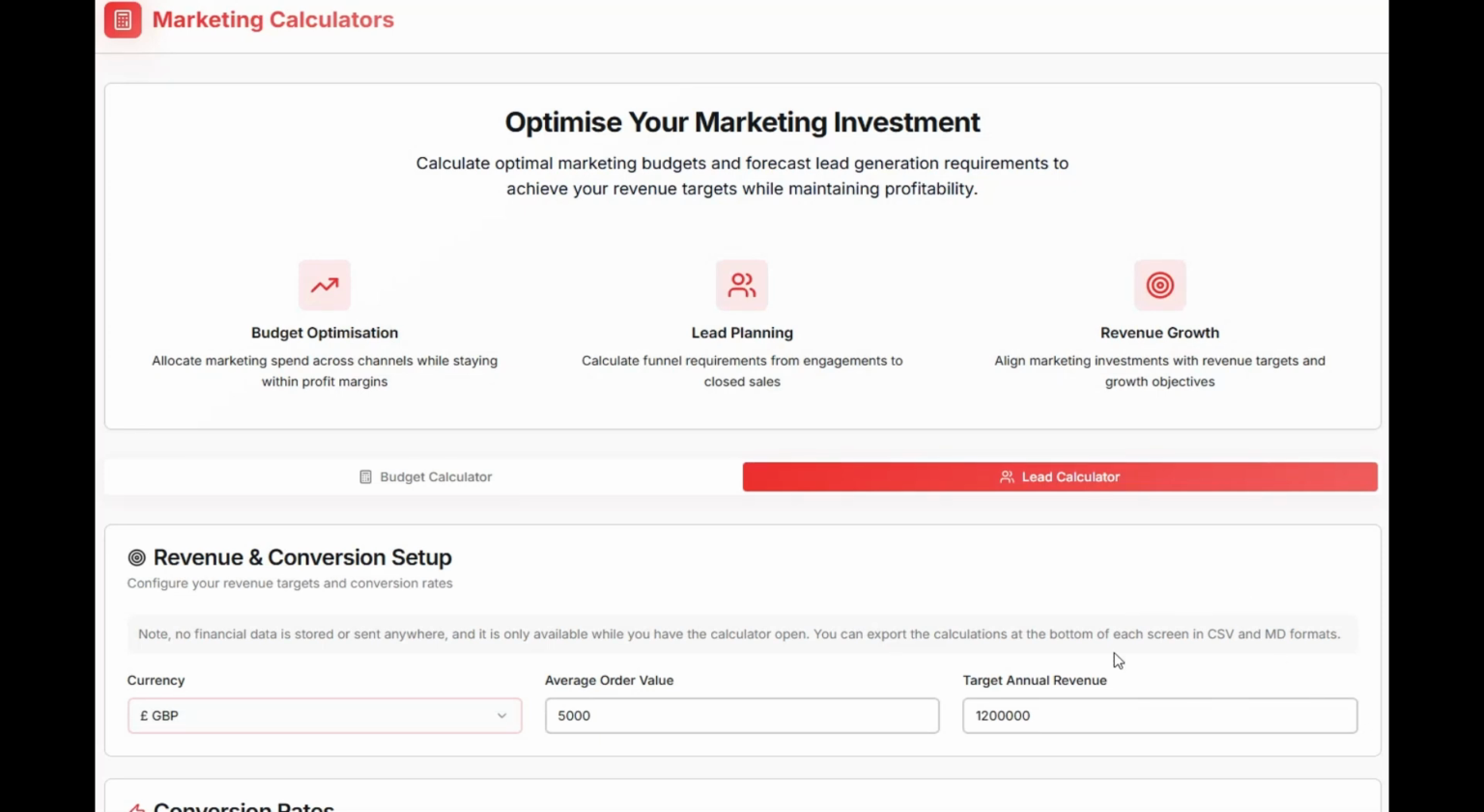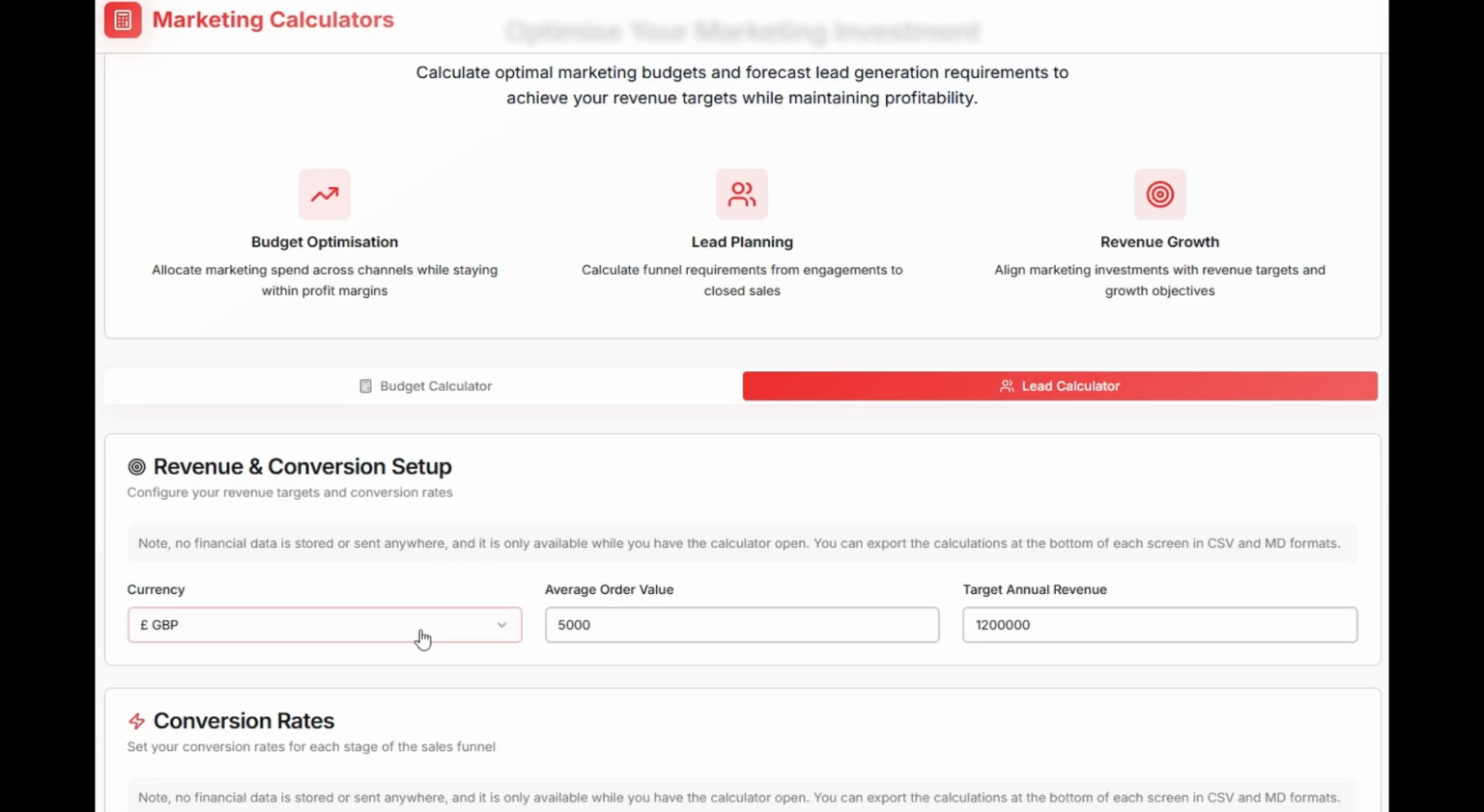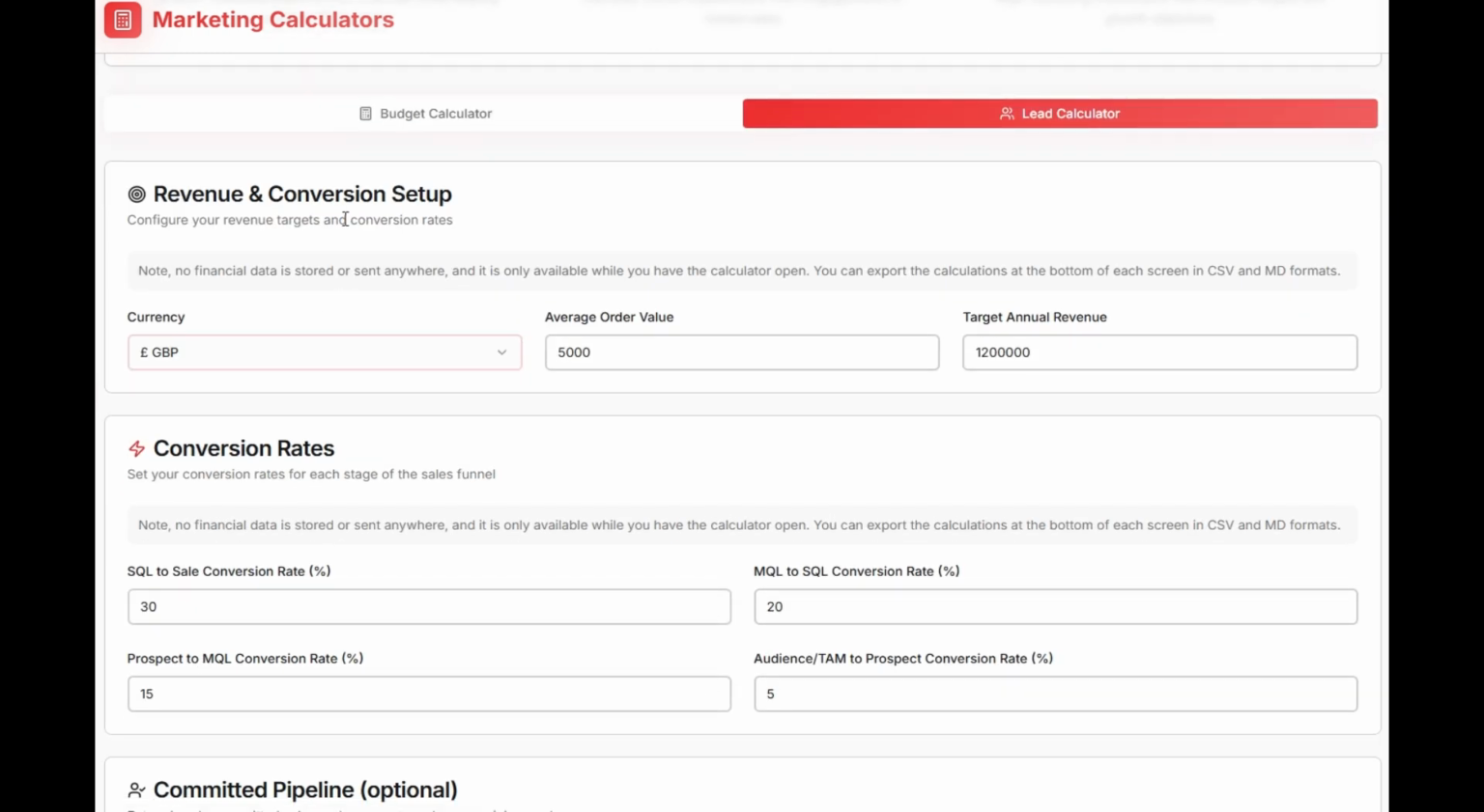Okay, so now you're in. Pretty easy. Come in, select your currency, put your average order value in there, put your target annual revenue in. Note, none of your data is getting stored. So as soon as you leave this page, that's it, it's gone.